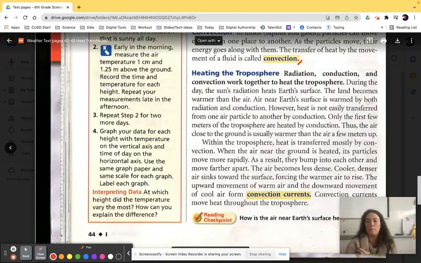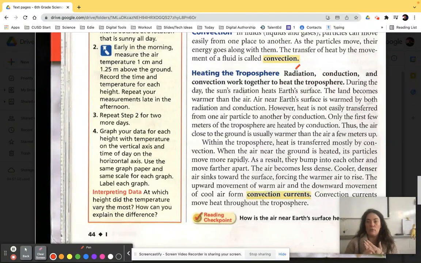Heating the troposphere. Radiation, conduction, and convection work together to heat the troposphere. During the day, the sun's radiation heats the Earth's surface. The land becomes warmer than the air, and the air near Earth's surface is warmed by both radiation and conduction.